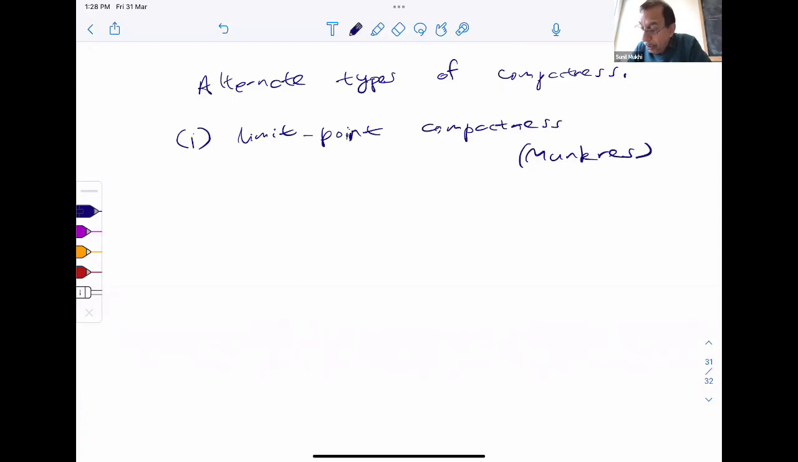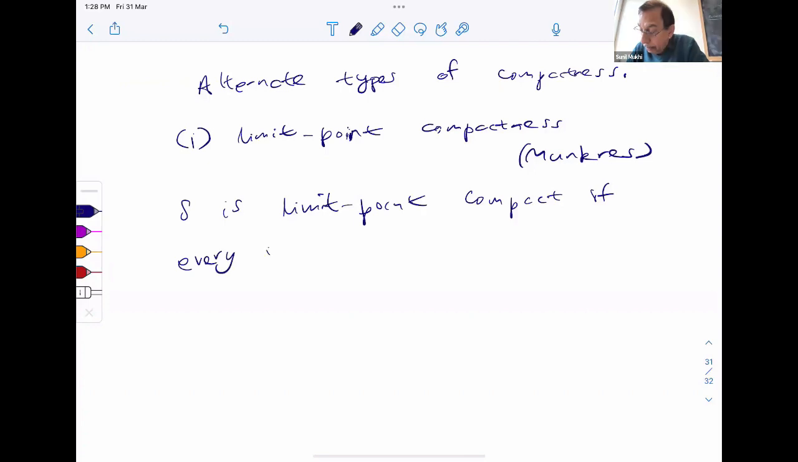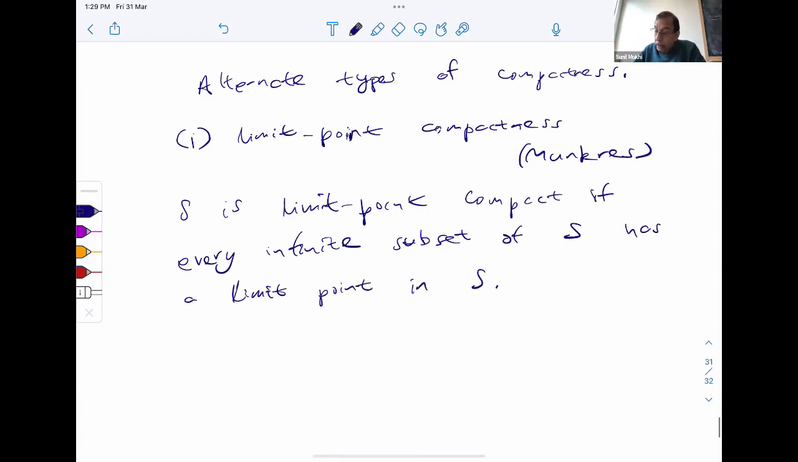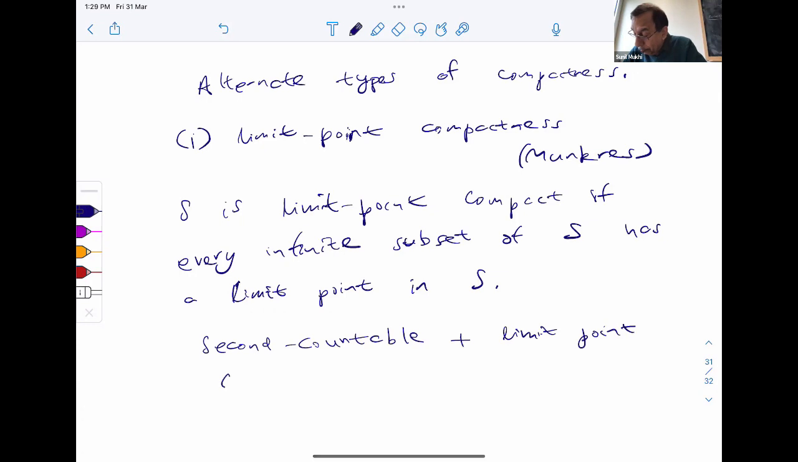Okay, so the definition is: S is limit point compact if every infinite subset of S has a limit point in S. So if there's any infinite subset of S, then there should be a limit point inside S. And this is actually weaker than compactness. However, there is a result, which is really stretching everybody's knowledge of mathematics: if a set is second countable and limit point compact, then it's compact.